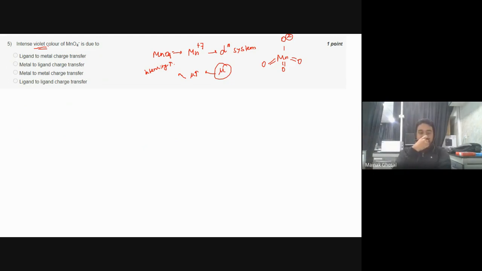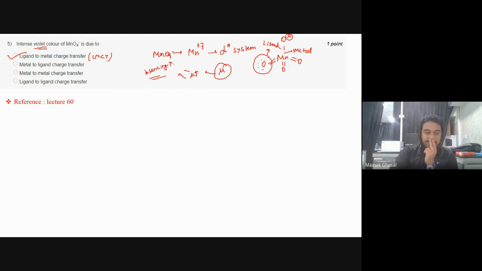This intense color is actually due to charge transfer. So charge transfer is happening from where? From the oxygen to manganese. What is oxygen here? Oxygen here is nothing but the ligand. And this is the metal. So this is nothing but an example of ligand to metal charge transfer. So this is known as LMCT.